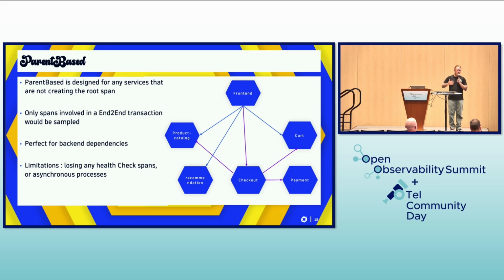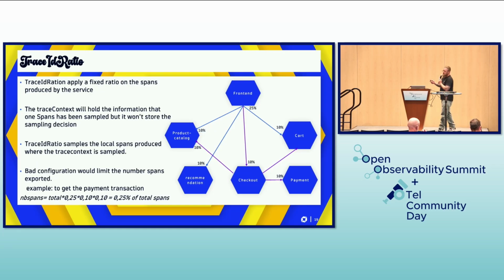But the other downside of it is if I have a get health running in the background, or any asynchronous call running in the background, this will not be sampled, or I will never receive those. So if something is unhealthy by Kubernetes, sometimes it makes sense to get the spans to understand why it's unhealthy. Then you have the other one, which is trace ID ratio.